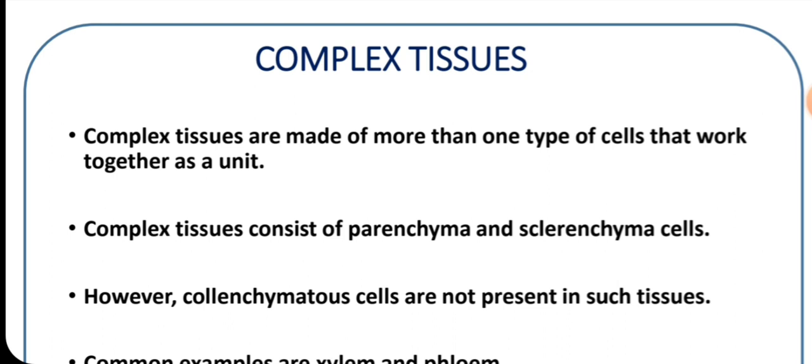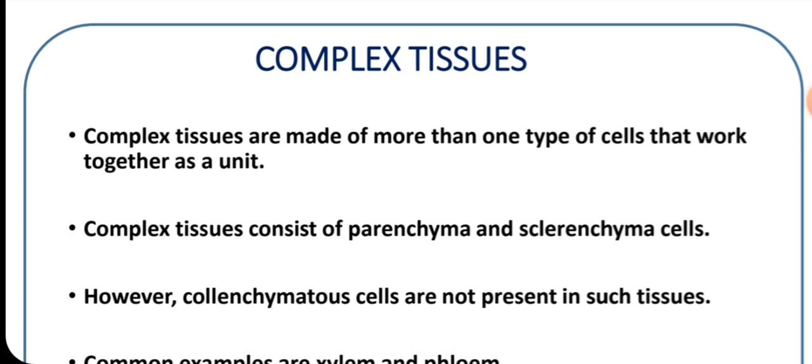Then we move on to the complex tissues. Why are they called complex tissues? Because they are made up of more than one type of cells, and these cells work together as a unit.